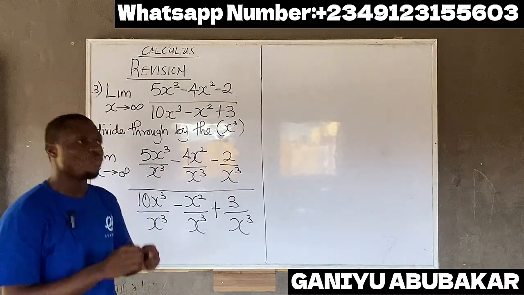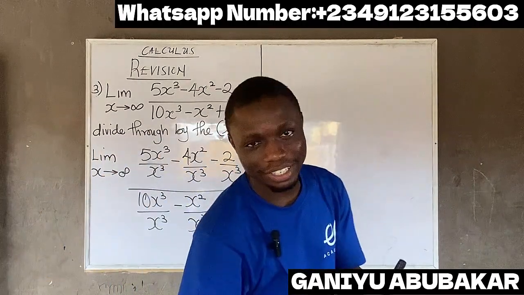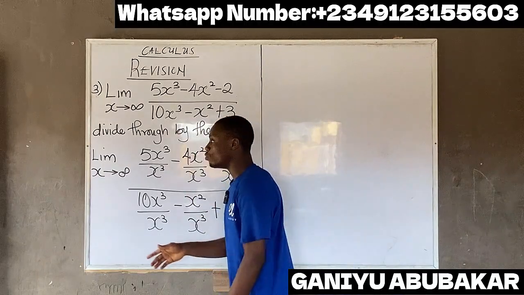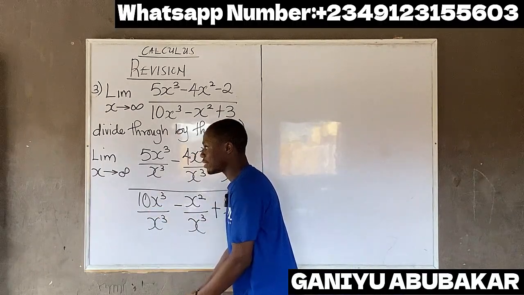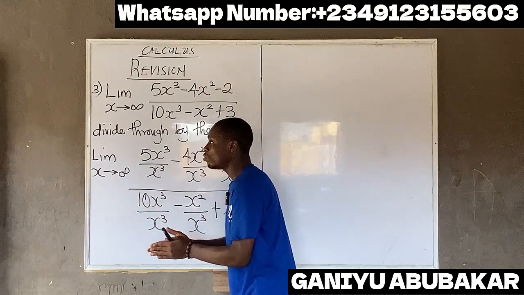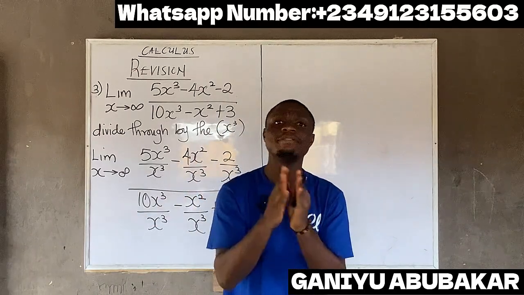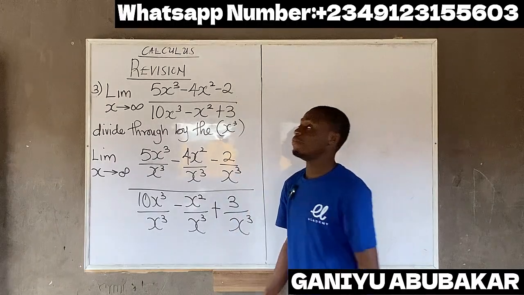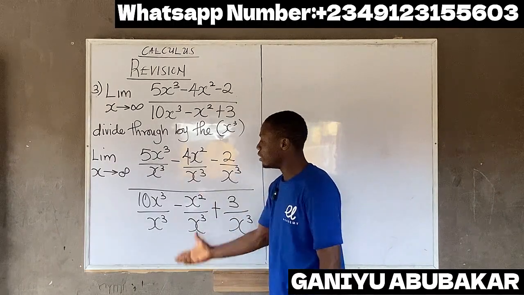I said when it comes to infinity, please don't stress. Just check for the variable with the highest index. Whichever one is the variable with the highest index, divide all the expressions by that highest index variable, right? As you can see in this case.